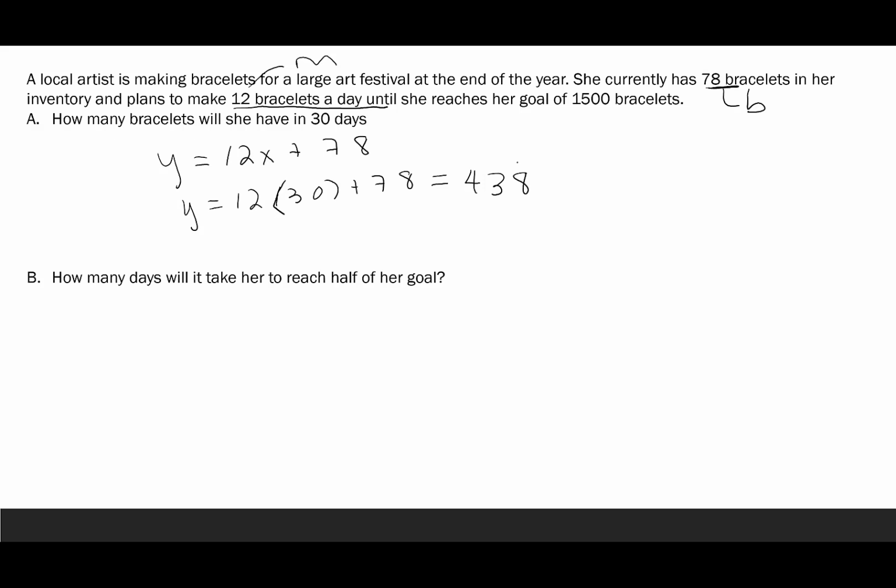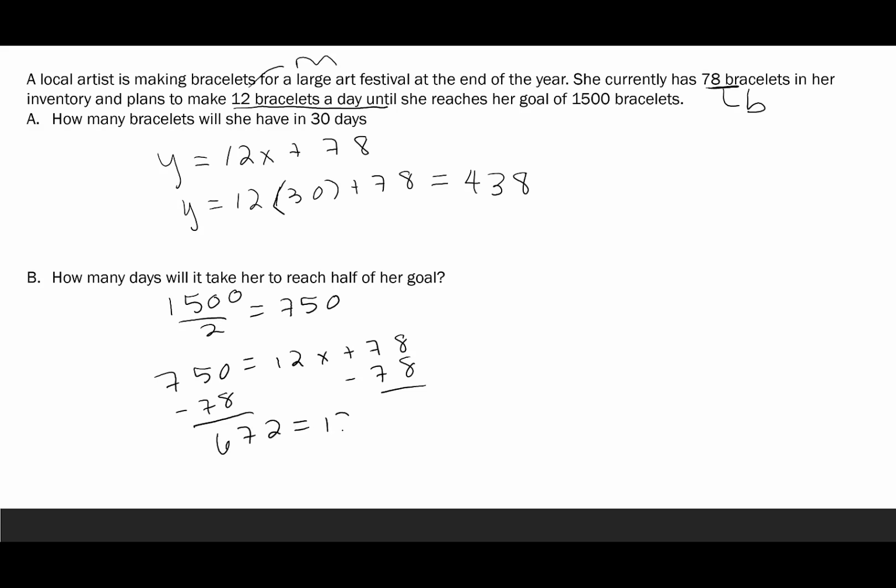Part B says how many days will it take her to reach half of her goal? Well, her goal is 1,500. Half of that would be 750. So we want to know how many days it's going to take her to get there. So that says 750 is equal to 12x plus 78. We're going to subtract 78. Gives us 672 is 12x. Then divide by 12. And it'll say x is equal to 56 days. So 56 days from where she started, she'll be halfway to her goal.